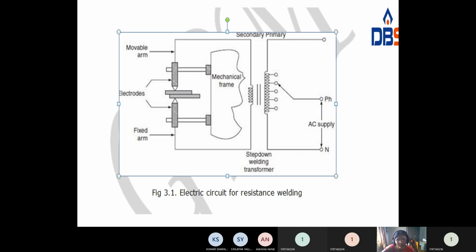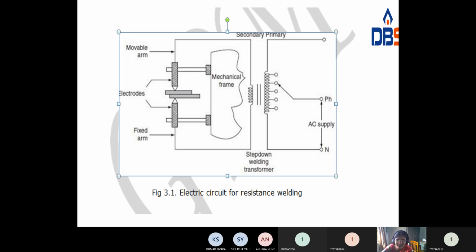Here you have to take one electrode and one other electrode. This one is a fixed one and this one is a movable one. These are the two metal plates which are to be welded: one is connected to the moving one and another to the fixed one. For this you have to give the AC supply, that is, supply electrical current.